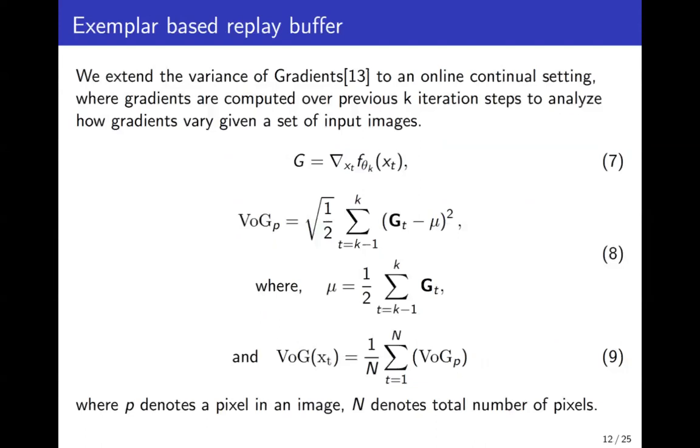So coming to the exemplar-based replay buffer, we extend variance of gradients to an online continual setting, and we compute the gradients over k iterations. Based on how the gradients are changing, we identify difficult samples. Based on the VOG score, we identify difficult samples and store them in this replay buffer. After every few iterations, the exemplar-based replay buffer is replayed into the neural network so that the model doesn't forget the information captured from these difficult samples.